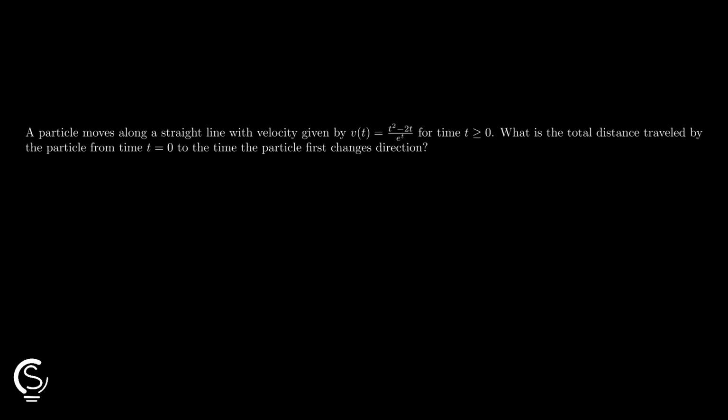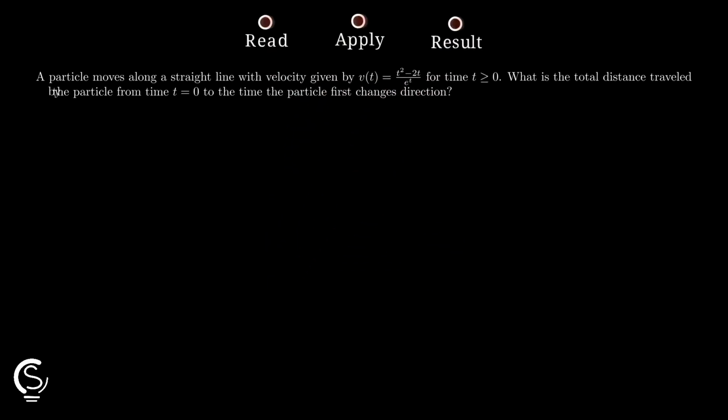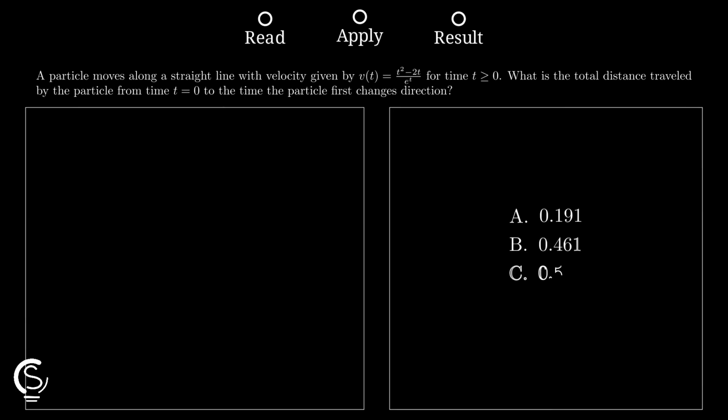Let's go! Particle motion problems are actually super easy if you follow these 3 simple steps to find the total distance traveled. Let's solve this one fast. First, we need to find when the particle changes direction by setting the velocity function equal to 0. Solving the numerator shows the velocity is 0 at time equals 2 seconds.